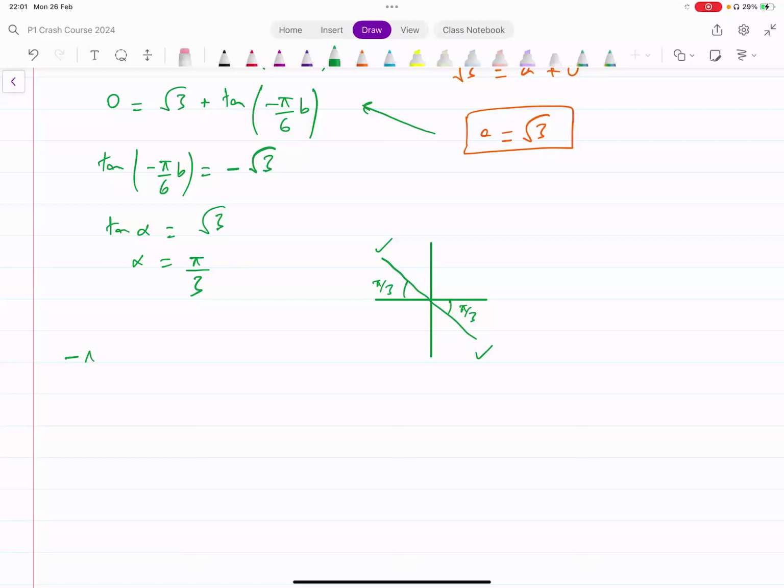So we could say either minus pi over 6 times b equals this value here, or this is minus pi over 6 times b. That equals this value, which is going to be pi minus pi over 3. What does that give us? Minus pi over 6 times b equals 2 pi over 3. What's the value of b that turns out to be from here?